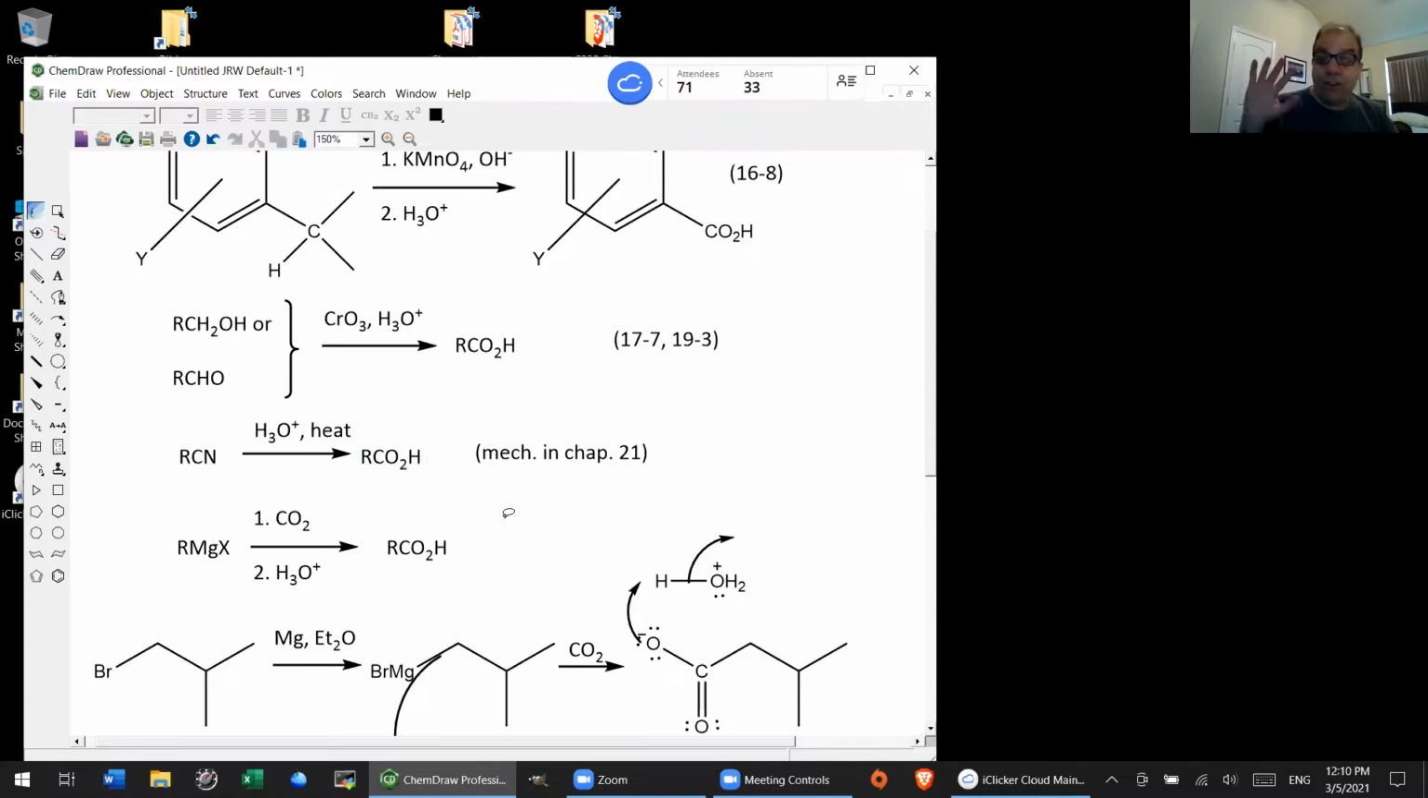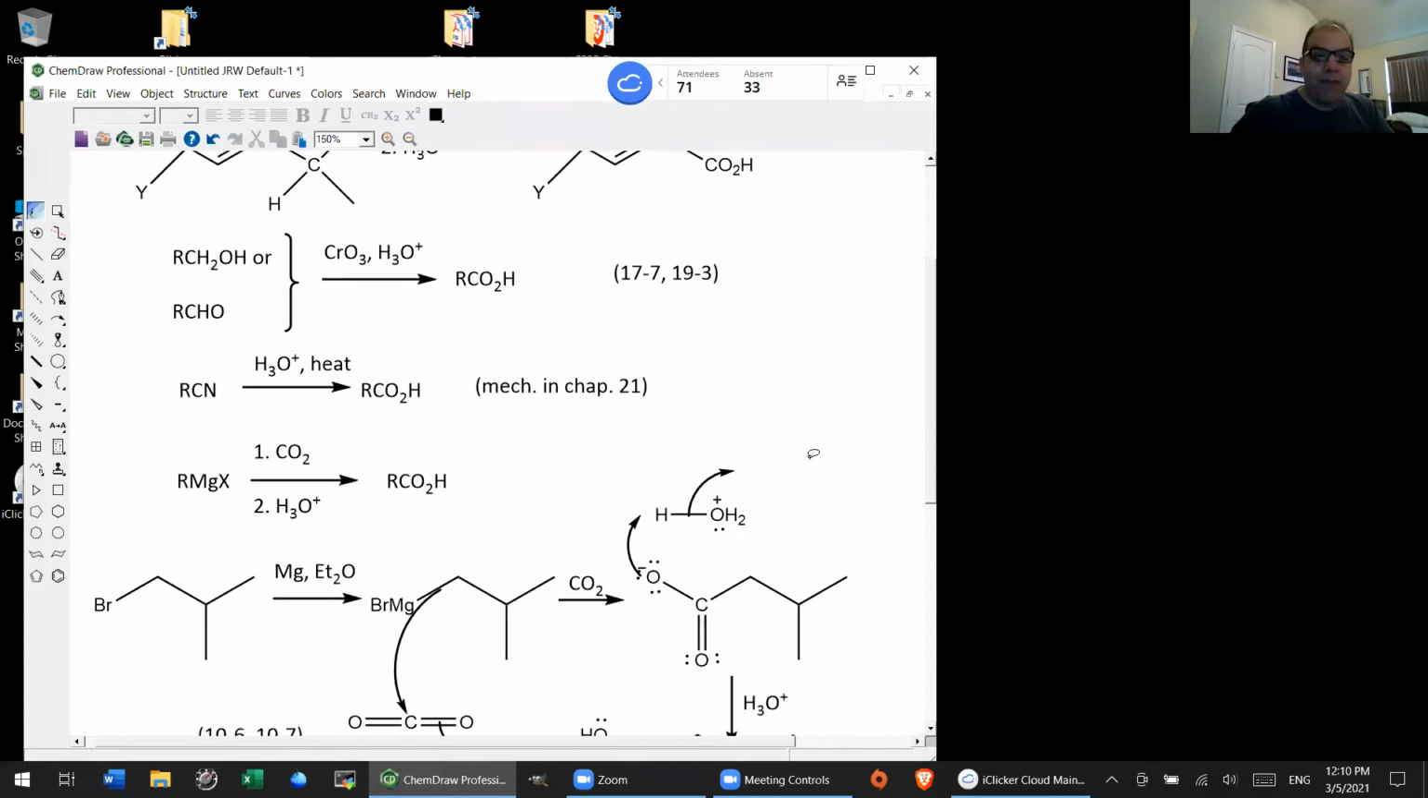So far, so good. Those are three ways that we essentially already know of to make carboxylic acids. We've mentioned hydrolysis of nitriles before. So everyone pretty much grasping all that?